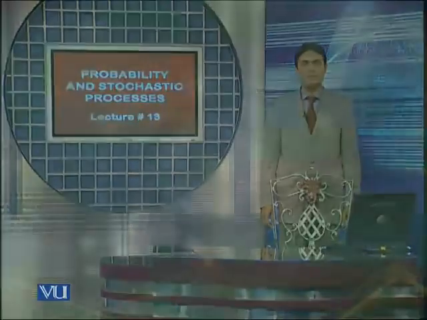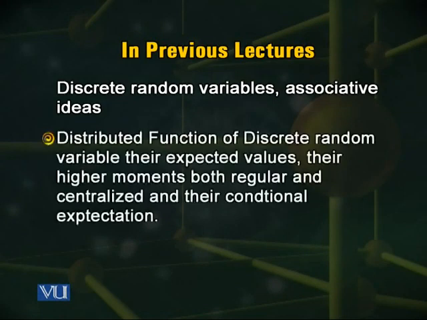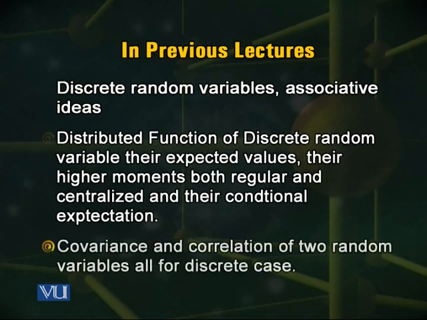So far we have covered discrete random variables and associated ideas. Particularly, we covered distribution functions of discrete random variables, their expected values, their higher moments, both regular and centralized, their conditional expectations, and covariance and correlation of two random variables, all for the discrete case.